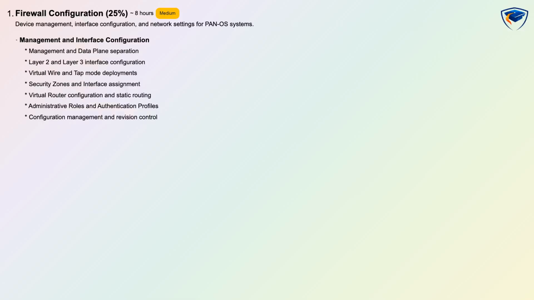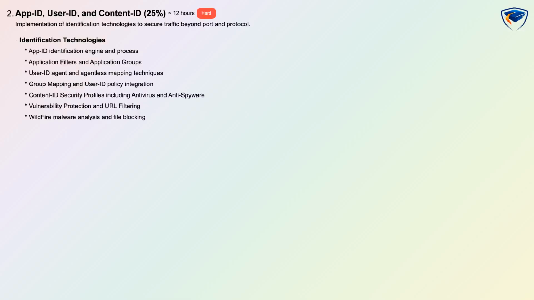App ID, User ID, and Content ID is another 25% and is rated hard with about 12 hours of study and both conceptual and scenario-based questions. Candidates will learn the App ID identification engine and how the process identifies applications beyond port and protocol, as well as how to build application filters and application groups.